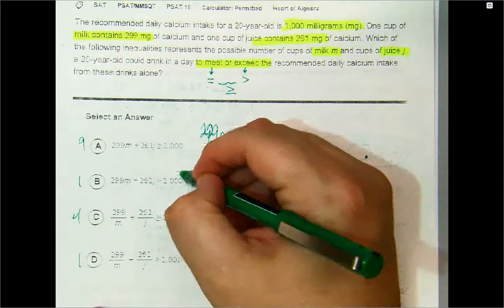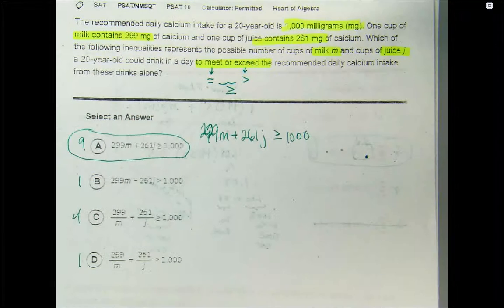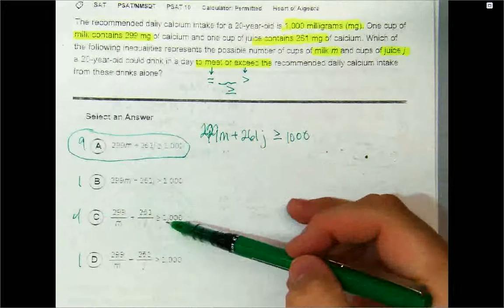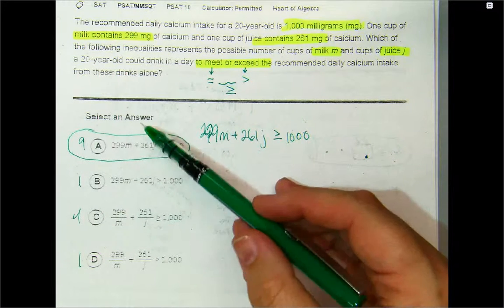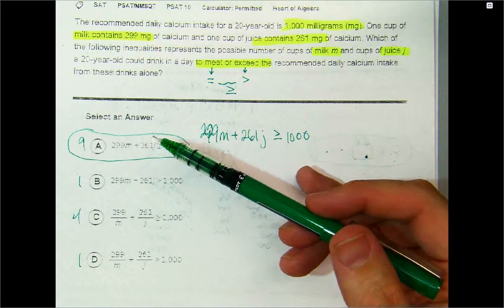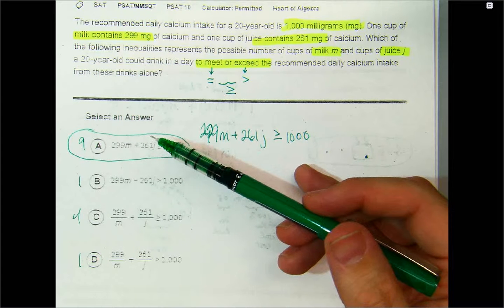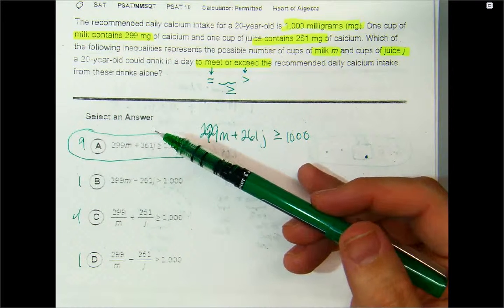Majority won on that one. Nice job, guys. I can understand where the rest came down and divided instead of multiplied. But just think of this: if you had 2 cups of milk, what are you going to do with the 299? Are you going to divide it by 2, or is it 299 plus 299, which is really 299 times what? Times 2, the number of cups.